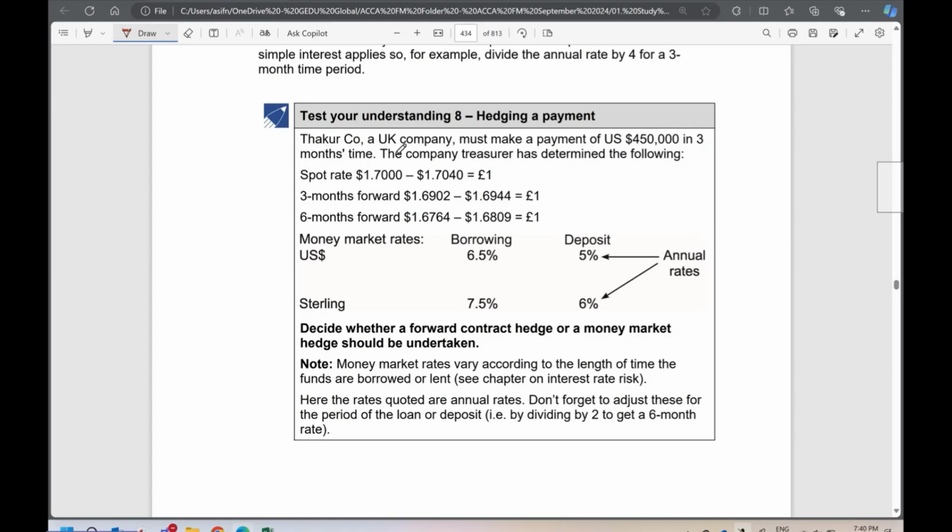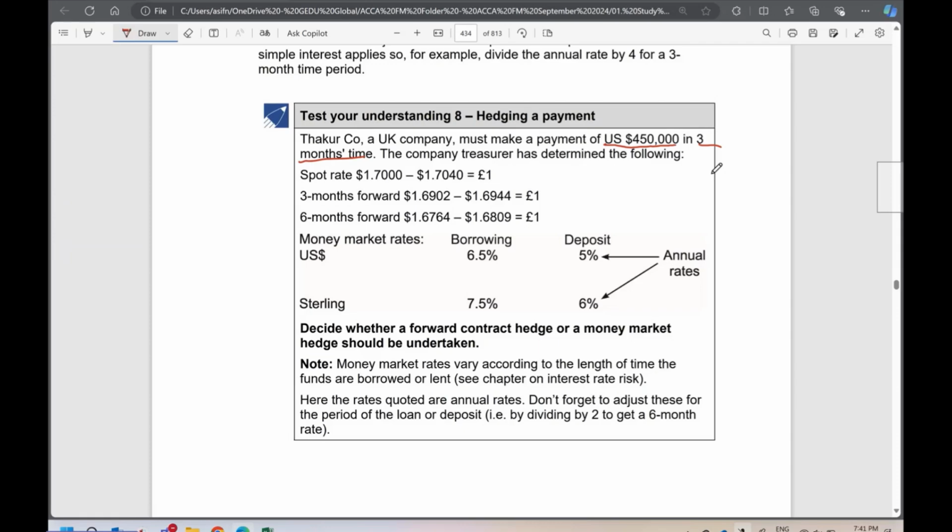Thakur Co, a UK company, must make a payment of US dollar 450,000 in 3 months time. So you have to pay $450,000 in 3 months time.